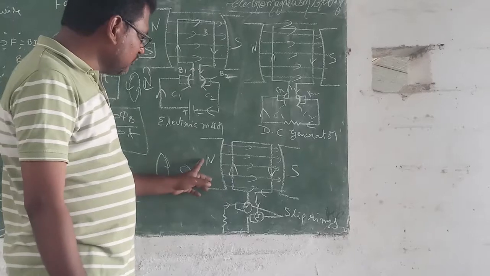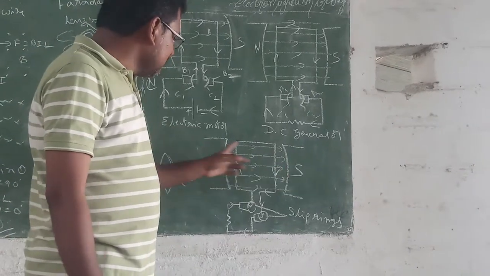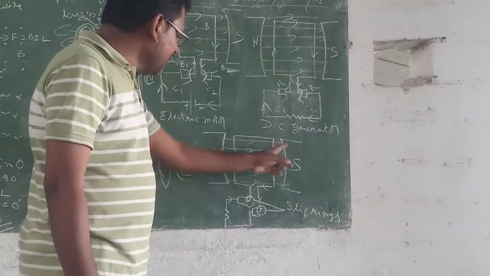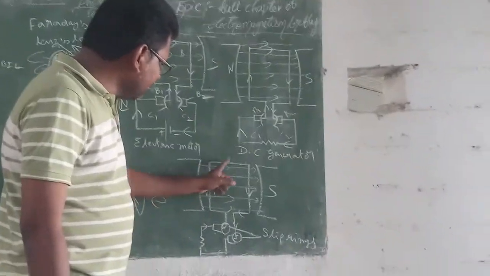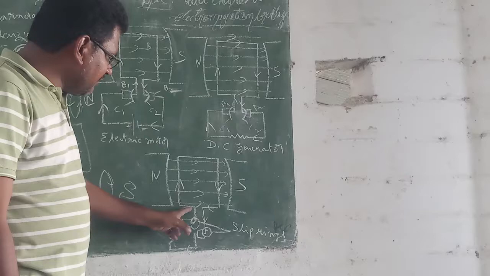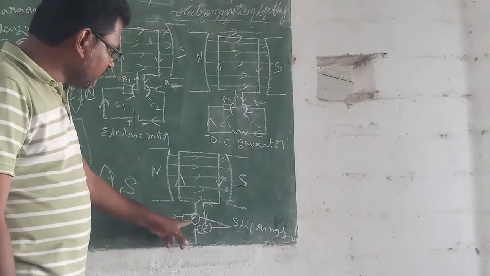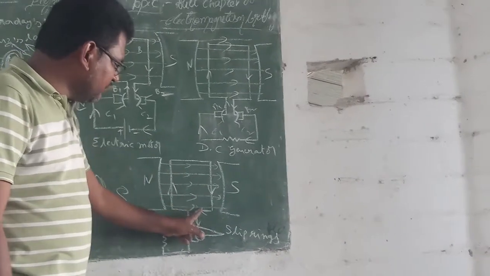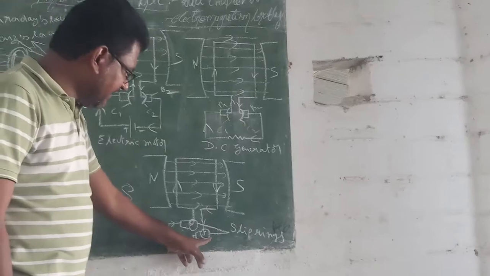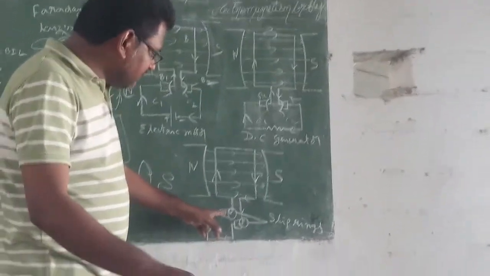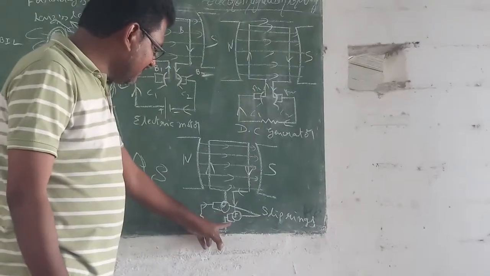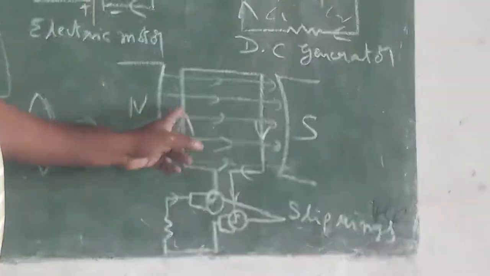Now see here, this is the diagram for the AC generator. It has two poles, north and south pole. These two poles create a uniform magnetic field. In the uniform magnetic field we have taken a rectangular wire, and one end of the wire is connected to one full slip ring, and the other end is connected to another full slip ring, and these two full slip rings slide by touching two brushes B1 and B2.